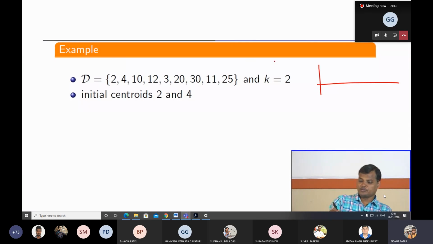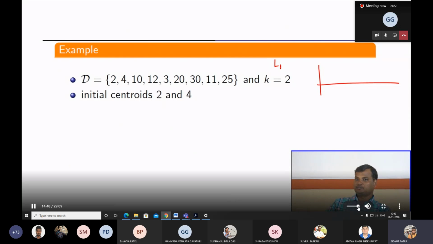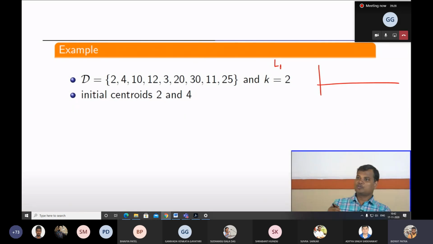And for simplicity, we will use the L1 distance. When we need to compute the distance from a point to the centroid, we generally compute the Euclidean distance, and based on that we assign the points to the closest centroid. While computing the closeness, we will compute the L1 distance instead of the L2 distance. You can go with L2 also, but in this example we only compute the L1 distance for the sake of simplicity. So now you have the data set here and the K value is 2.